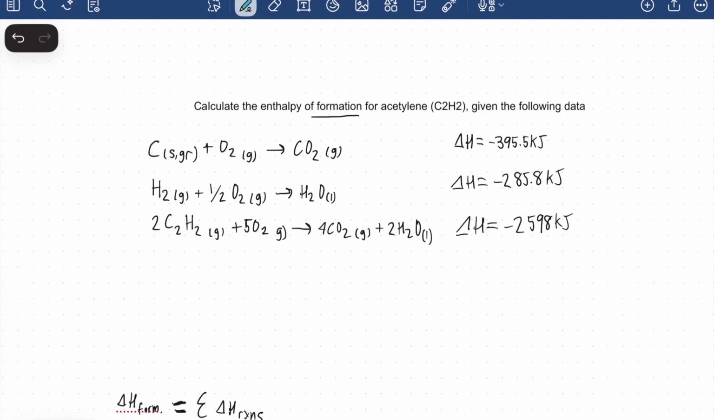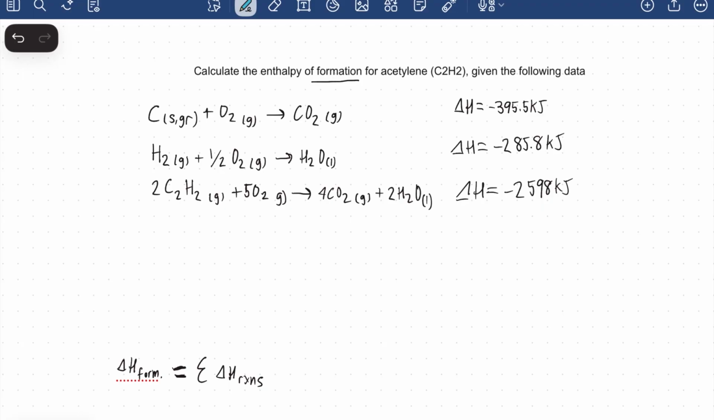So we know that to form acetylene, we will have C2H2 on the right, and forming that will be 2 carbon and 2 hydrogen gas. And we know that's hydrogen gas because in our equations we can see we have hydrogen gas right here. So, starting with the first equation, we see that we have solid carbon plus oxygen gas creates carbon dioxide gas.